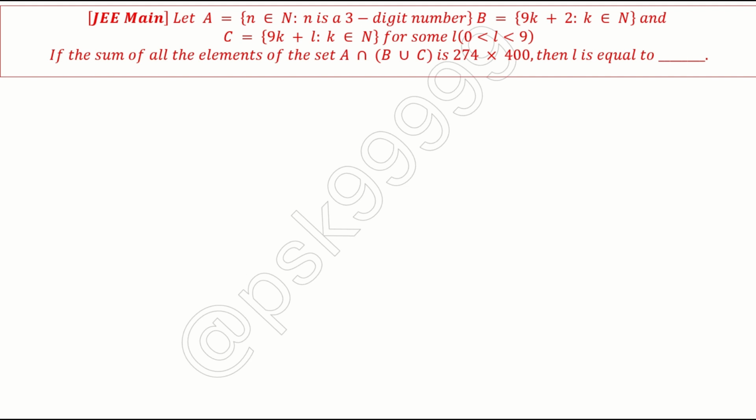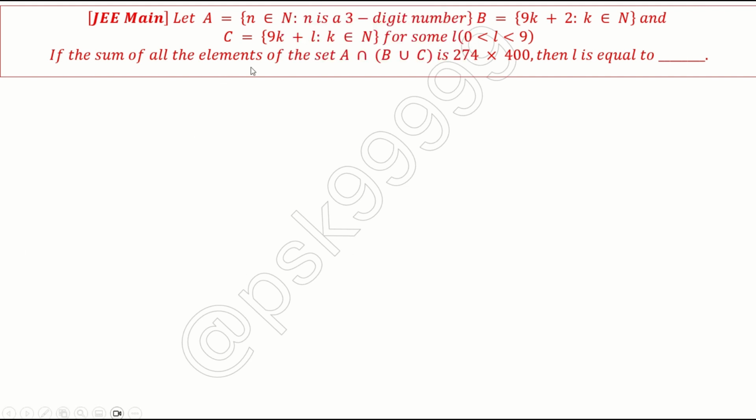So this is the infinite set. And C is equal to 9k plus L, where k belongs to natural numbers. This is also an infinite set. And for some L, where L is between 0 and 9, that means L has values 1, 2, 3, 4, 5, 6, 7, 8. 2 is also part of it, which is nothing but B. But it can be any one of the values, not all of the values.